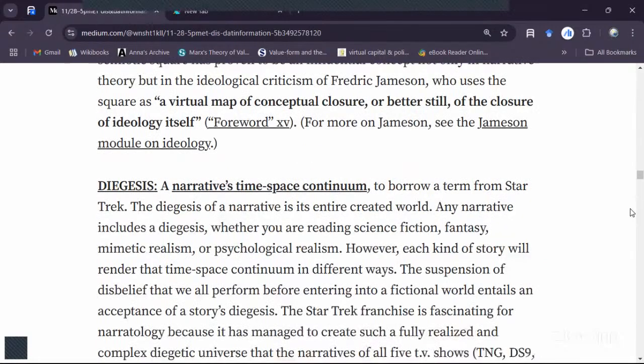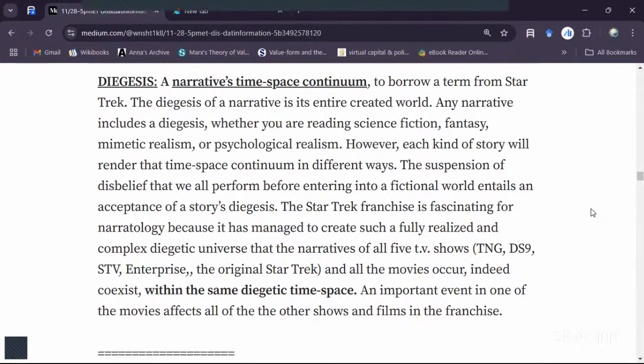Diegesis, a narrative time-space continuum. To borrow a term from Star Trek, the diegesis of a narrative is its entire created world, and any narrative includes a diegesis, whether you're reading science fiction, fantasy, mimetic realism, or psychological realism. However, each kind of story will render that time-space continuum in different ways. The suspension of disbelief that we all perform before entering into a fictional world entails an acceptance of the story's diegesis. That's kind of what happens when we watch Twilight Zone, for example.